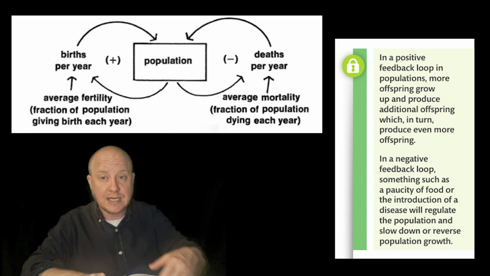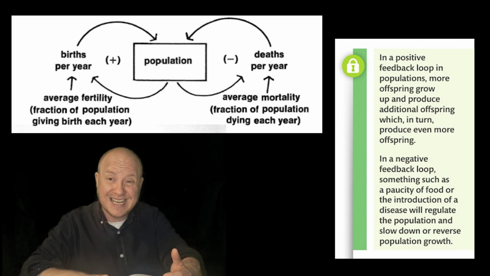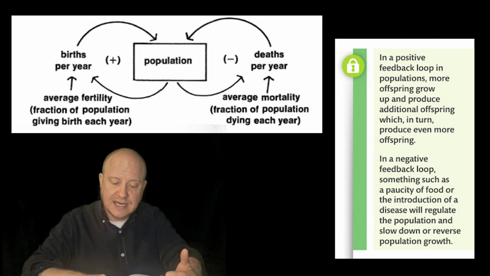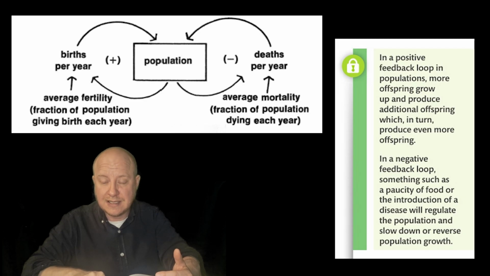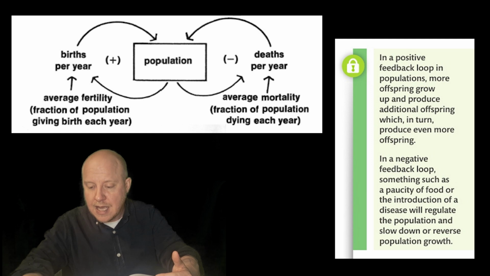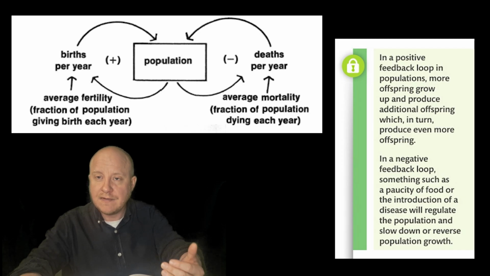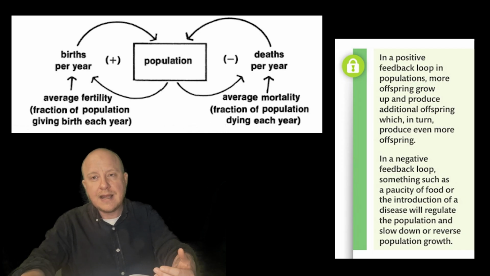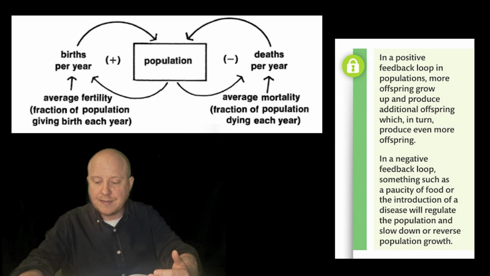When it comes to population dynamics, positive feedback can be a dangerous thing, leading to food shortages and the spread of disease, whereas negative feedback helps prevent such density-dependent issues from getting worse and threatening a population. In a positive feedback loop in populations, more offspring grow up and produce additional offspring, which in turn produce even more offspring. In a negative feedback loop, something such as a paucity of food or the introduction of a disease will regulate the population and slow down or reverse population growth.